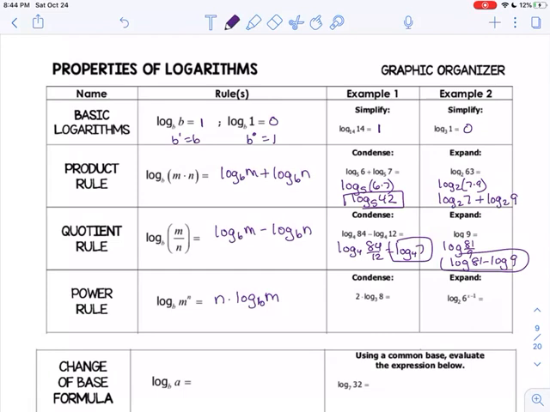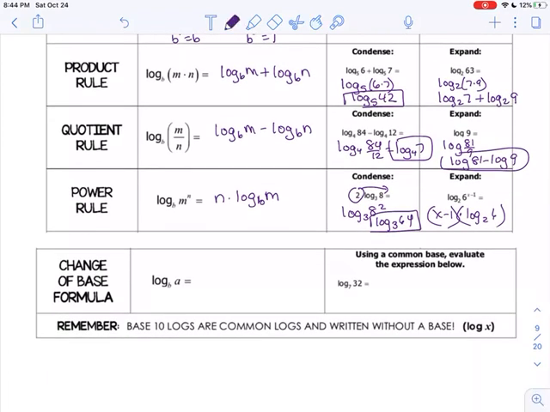And the power rule is basically that the exponent comes out in front. That one we will use. Oops, this is a b and this is an m. So if I have this right here, 2 times log base 3 of 8, that's really log base 3 of 8 squared. That 2 goes back into the exponent, and 8 squared is 64. So log base 3 of 64. Or I could take that exponent and write it in front. So this says x minus 1. So it could be x minus 1 times log base 2 of 6.